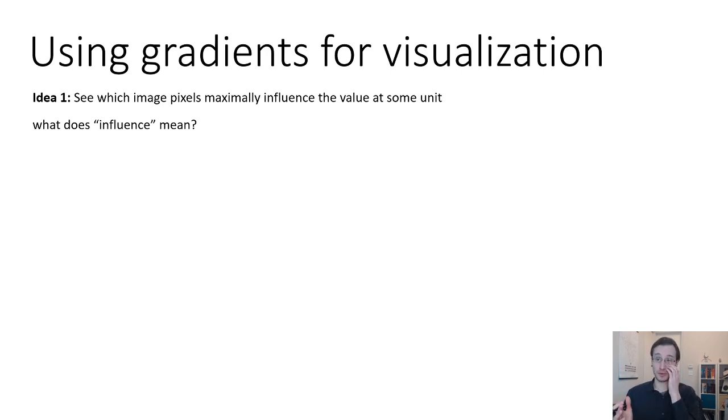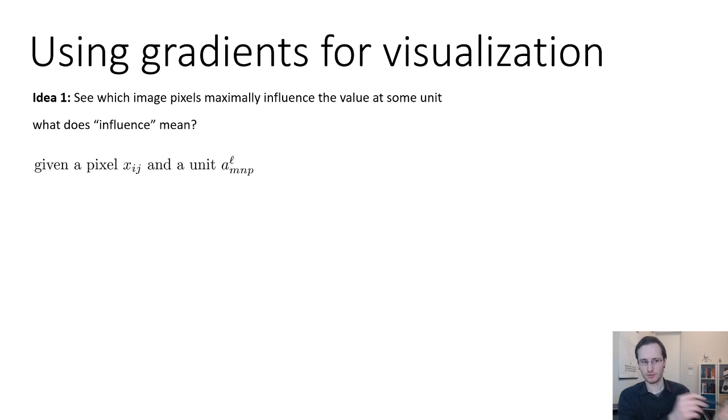All right, so we want to find the pixels that maximally influence the value at some filter. And what does influence mean? Well, influence means that if you have some pixel, x_ij, and you have some unit, a at layer L, at position m, n, and it's the filter p, so a_{l,m,n,p}. If x_ij influences that unit, that means that a small change in x_ij should be reflected as a large change in the unit. And what quantifies this? What quantifies how much some value changes as another value changes? Well, that's exactly what a derivative does.